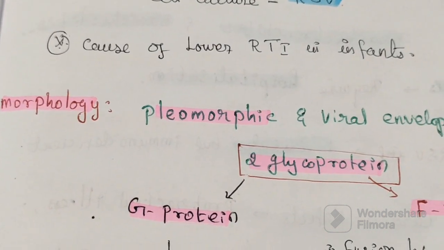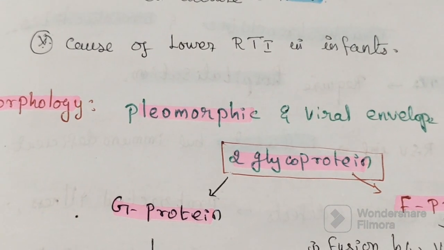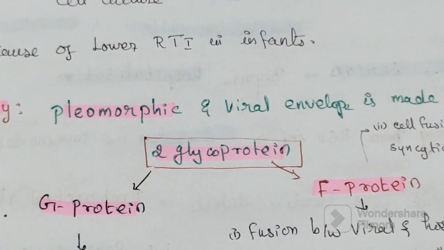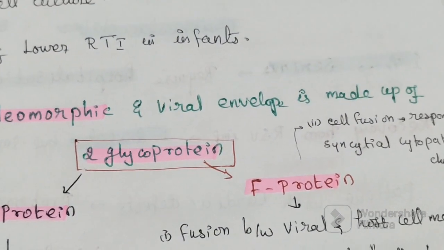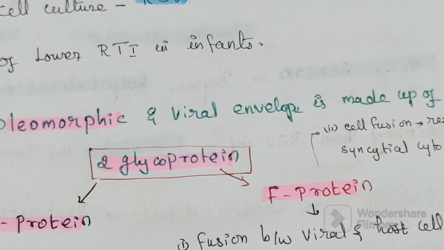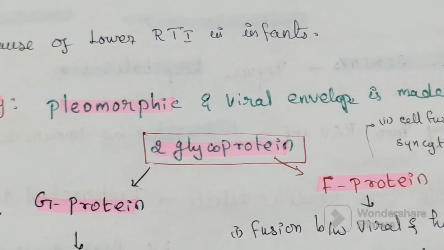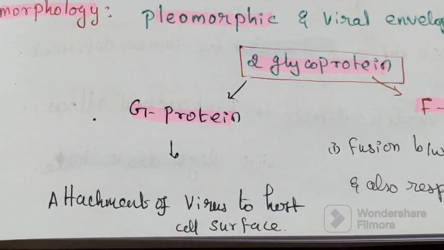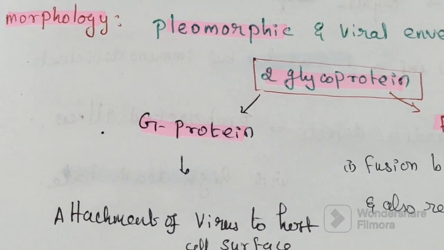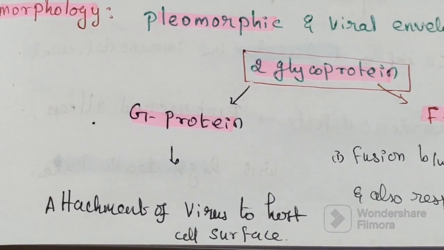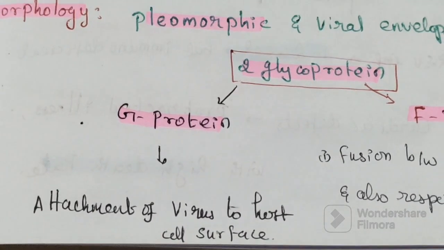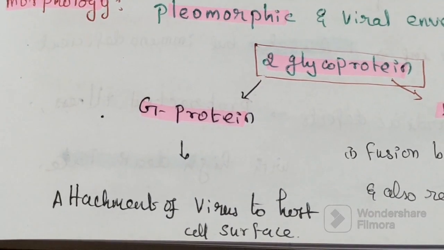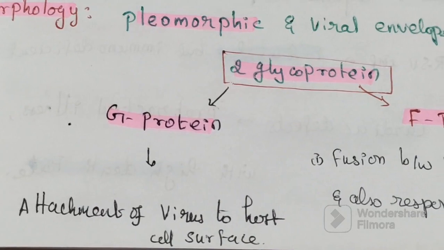Coming to morphology, it is pleomorphic in nature, and the viral envelope is made up of two different types of glycoprotein. One is the G protein, another is the F protein. The G protein is responsible for providing attachment of the virus to the host cell surface.